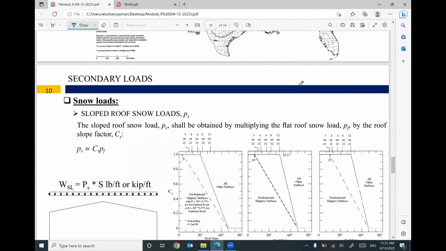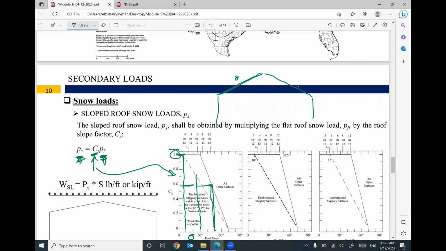But if your roof is sloped like our frame, then your sloped value will be the flat value times CS, and the CS can be determined from this chart based on the angle theta. Assume your angle equals 10, I will go up here from 10 until you hit the solid line, then I can figure out the value equals 1. If you go for a bigger angle, theta equals, for example, 50, then your value will be 0.6.